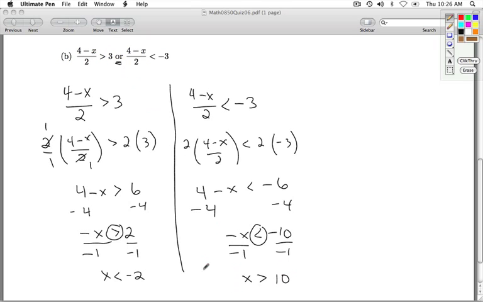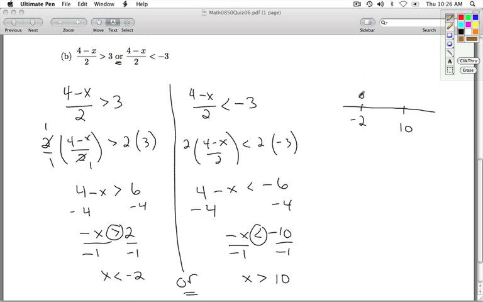Now, the connector here, the conjunction here, is or. And so or means union. So I'm going to lump these two sets of numbers together. So I go off to my number line. Here's negative 2. Here's 10. I want x's that are less than negative 2.